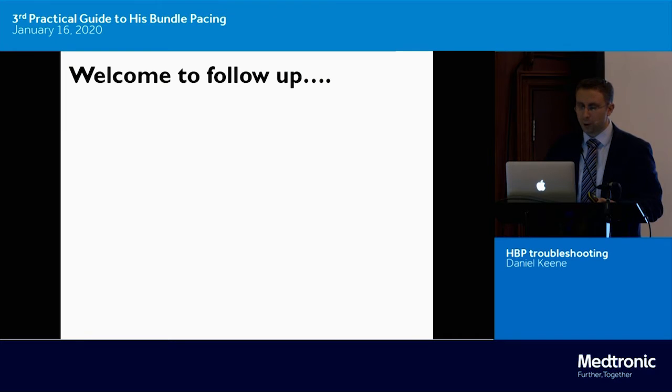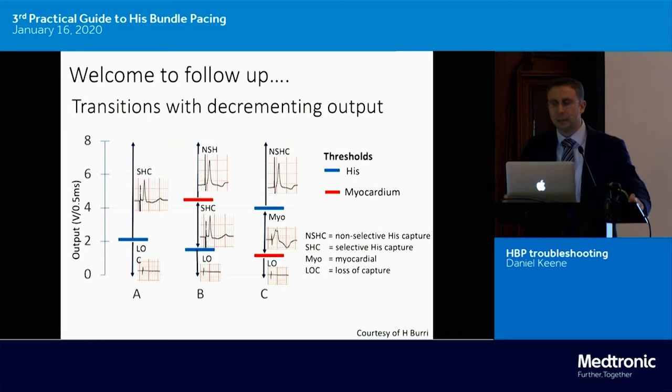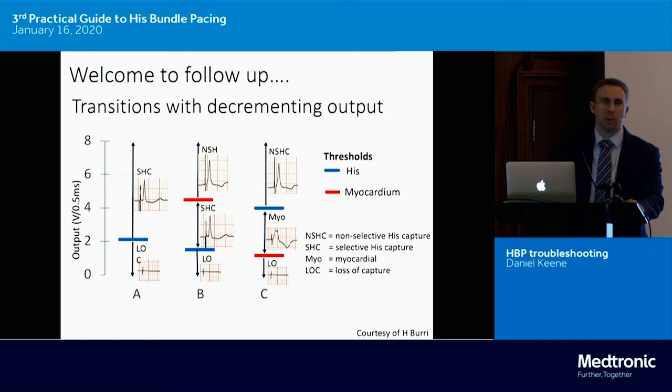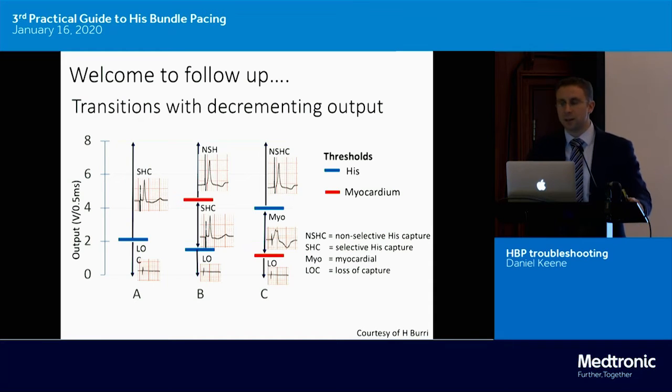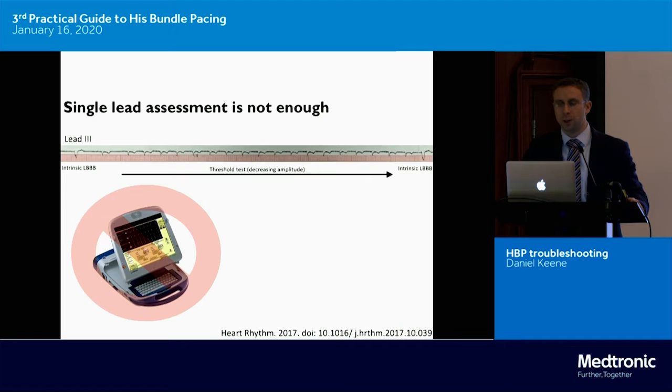Now thinking about follow-up. It's very important, as has been stressed by multiple people today, to know the types of capture that a patient has. That is so that you can program appropriately, so you can actually deliver His bundle pacing and not just high RV septal capture. And this can only be assessed on a 12-lead ECG.